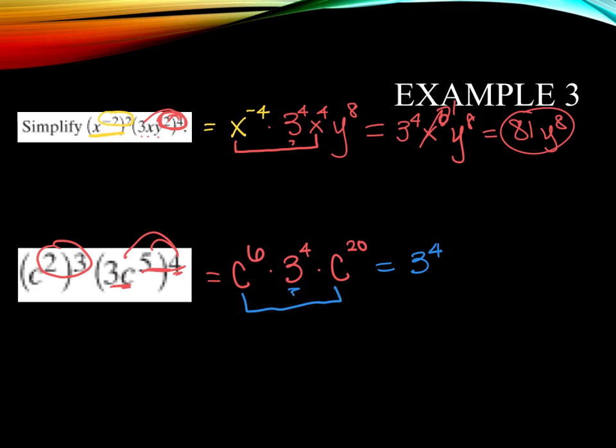Then I have c to the 6th times c to the 20th. This is going to give me c to the 6 plus 20, or c to the 26th. And I can simplify this because I know that 3 to the 4th is really 81. So I end up with 81c to the 26th.